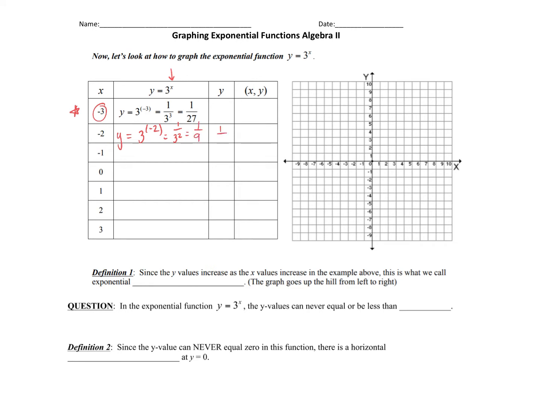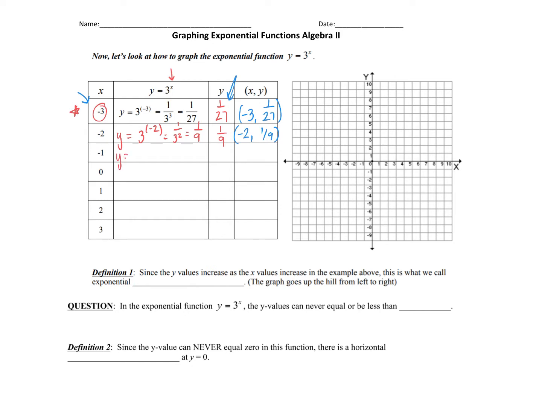So I'm going to put this in the y value, and for this top one, I'm going to put it there too. From there, you can make a point because you now have an x value and a y value. So for the first one, we have -3, 1 over 27. For the second one, we have -2, 1 over 9. Then we're just going to do the same thing with the following.